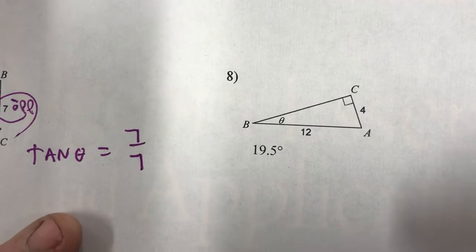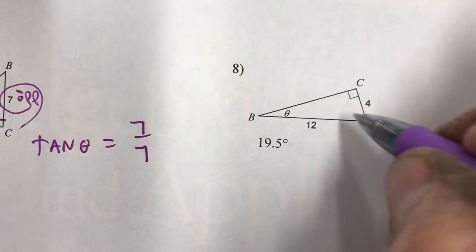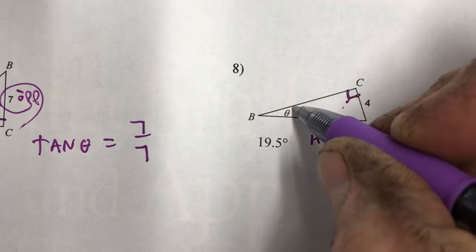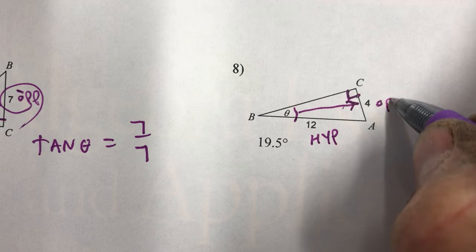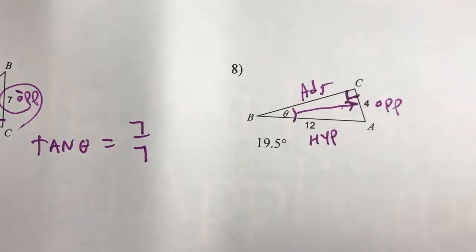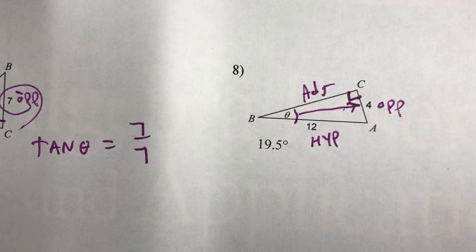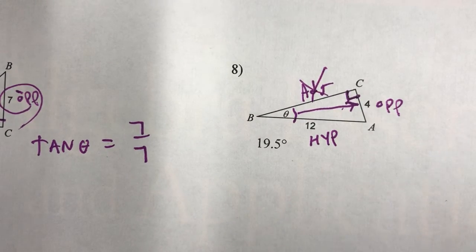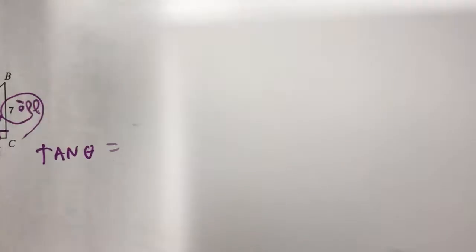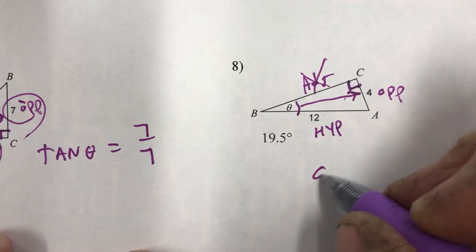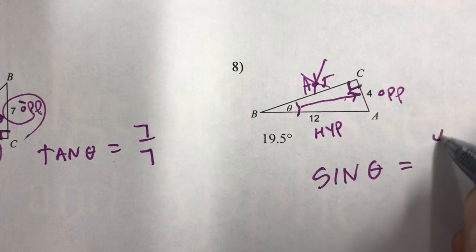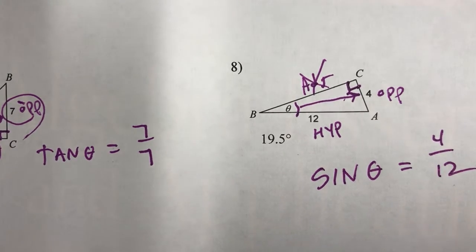How about this one? All right, so here's my right angle, which means here's my hypotenuse right there. For theta, this is the opposite, which means this is my adjacent right here. Okay. So I don't care about the adjacent here. So this is the opposite and hypotenuse, and that's sine again. So this is sine theta equals the opposite, which is 4, over the hypotenuse, which is 12.